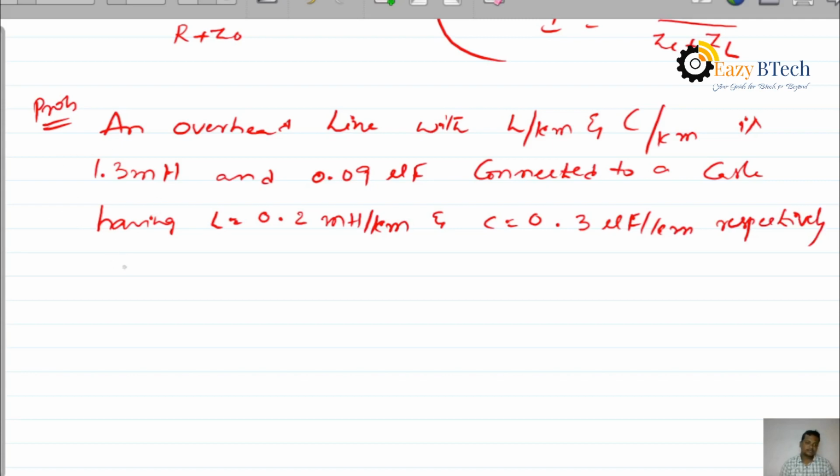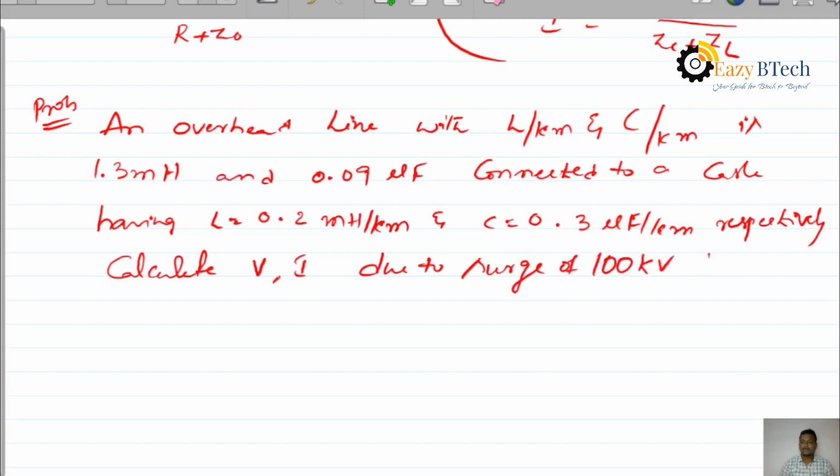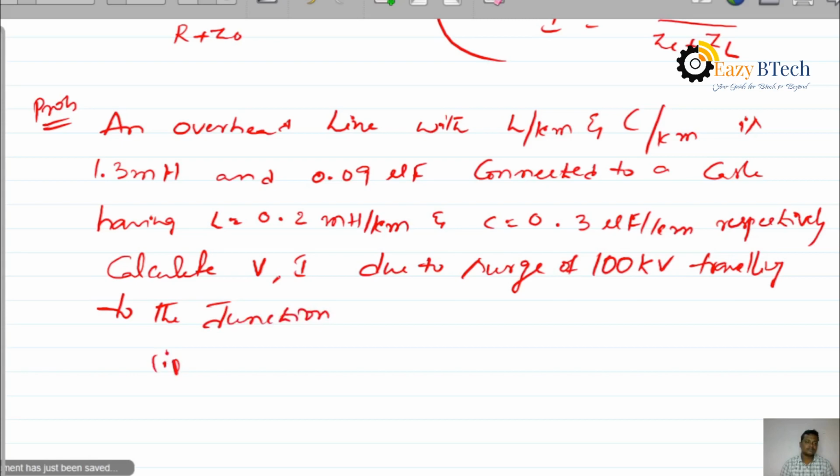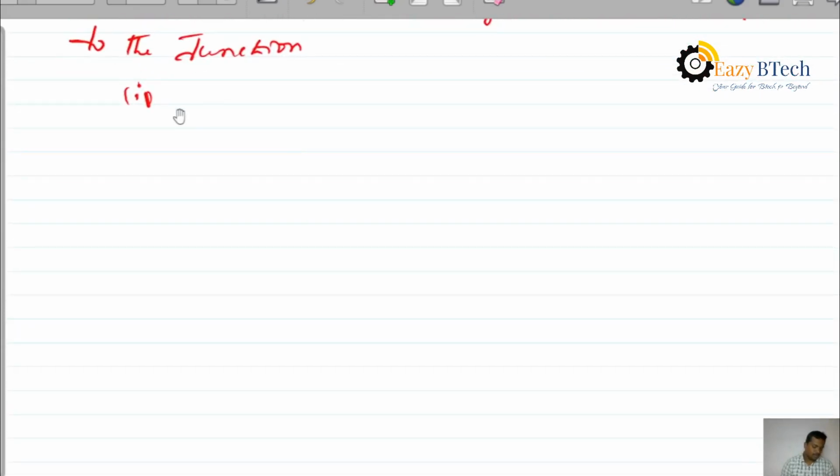Calculate the transmitted voltage and transmitted current due to a surge of 100 kV traveling to the junction. Here I am taking two cases. Case one is along the line towards the cable.